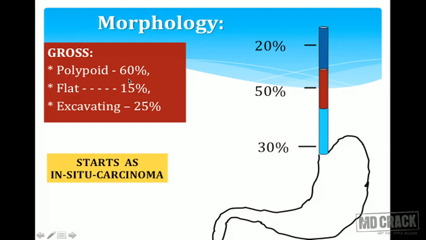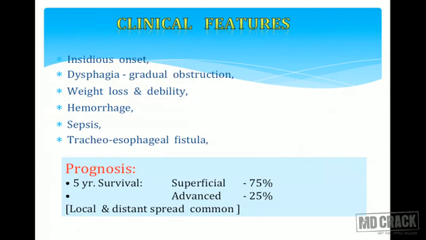They are polypoidal in 60% of the cases. They can be flat, they can be excavating. So this is grossly how they appear. Initially they start as in situ carcinomas, but later on they can become invasive carcinomas. The patient will have an insidious onset. Dysphagia is the most important clinical sign and symptom. So gradually it will obstruct the food passage.